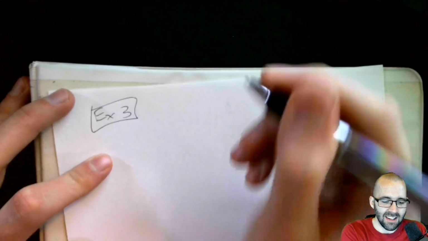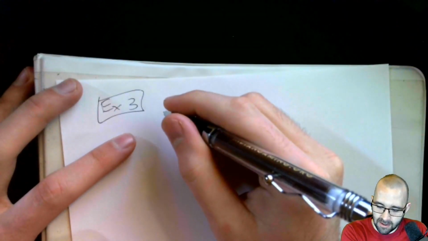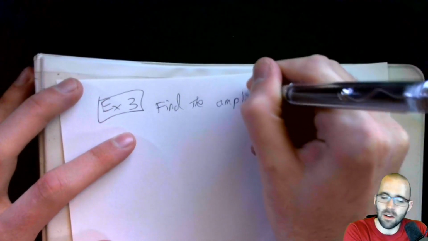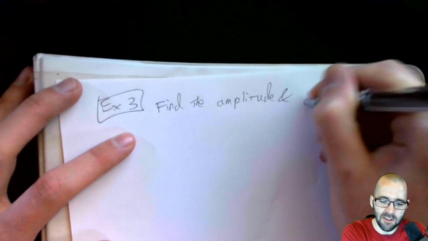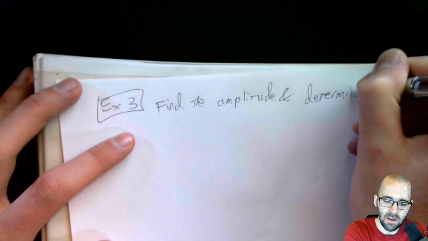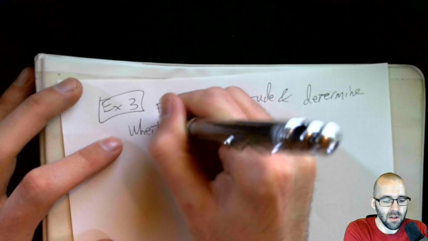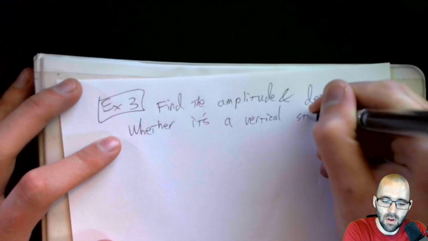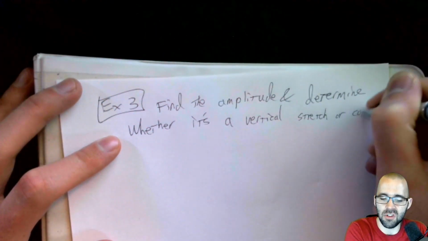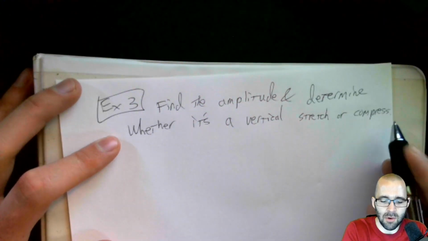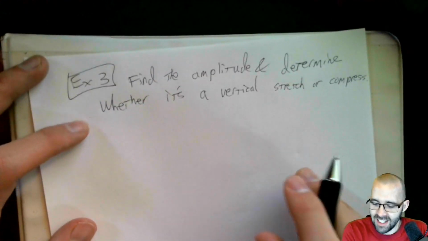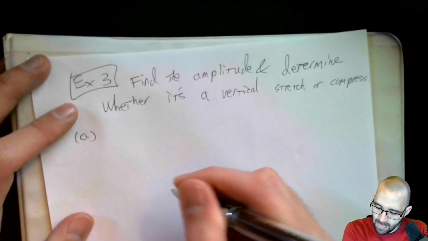Okay. Example 3. Okay. Here we go right here. Find the amplitude and determine whether it's a vertical stretch or compression. I'm out of room, so I'm going to write compress. All right. This is not an English class. I'm not going to penalize you for your English skills. Thank goodness.